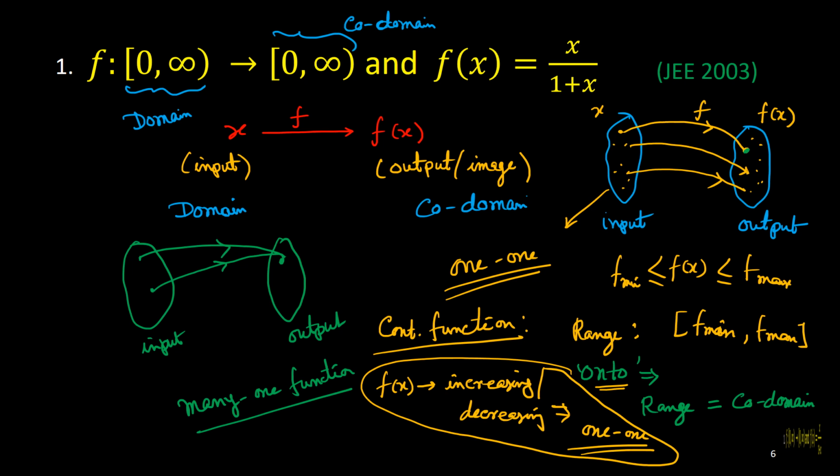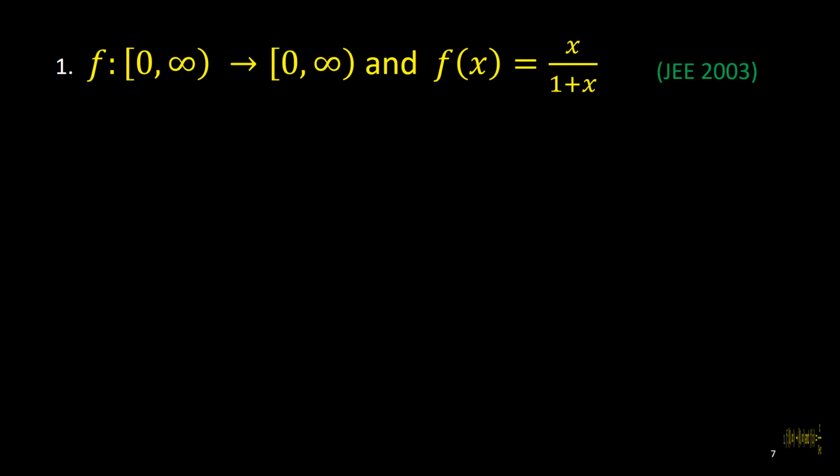These two things. Now we'll try to solve these three problems to identify whether a function is one-one or onto or not. Okay, so let us consider this function. The function f of x is x upon 1 plus x. And as I said, this is your domain and this is your codomain.